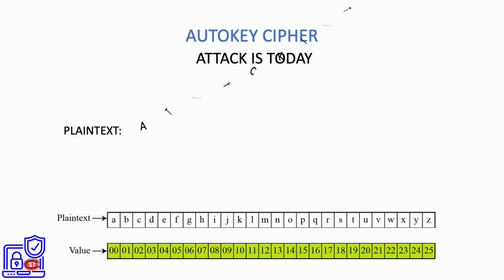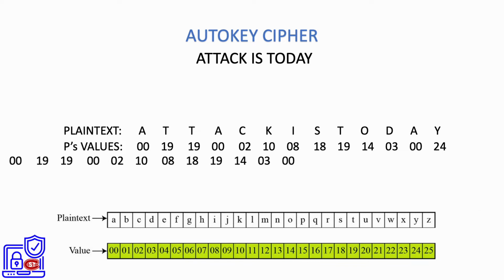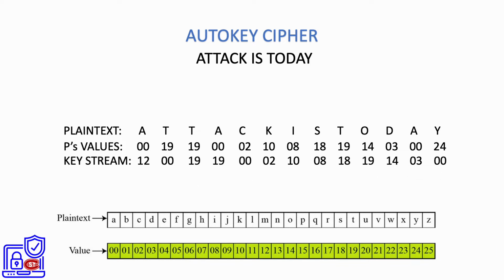We have these individual characters from the plaintext. The P values are just the plaintext values from the alphabet table. Now, the important part is the key stream. For Autokey cipher, we will be given an initial key value K1. Let us consider that the initial key value is 12 in this case. So, the key stream for A, which is the initial character, would be 12.